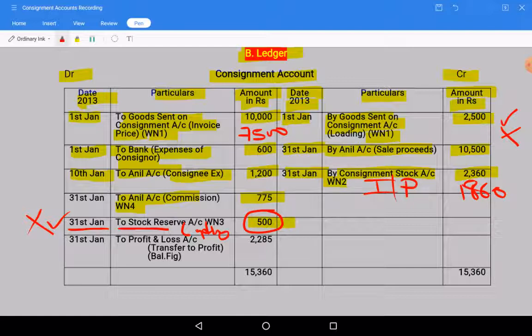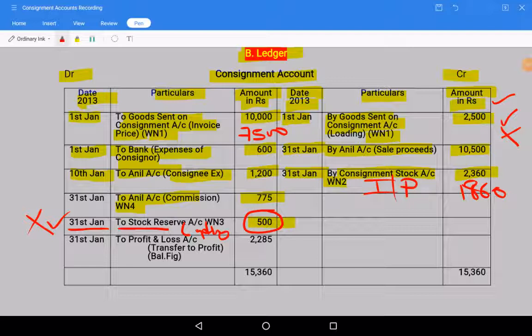1,860 at cost. But we are doing the invoice price method, so we can't write cost price, we will write invoice price, and the related loading portion, the profit portion, will be debited as stock reserve. And here 2,050 rupees is there, that is loading on goods sent on consignment, which is not known to the consignee, it is known only to the consignor. So these are the changes you will find.